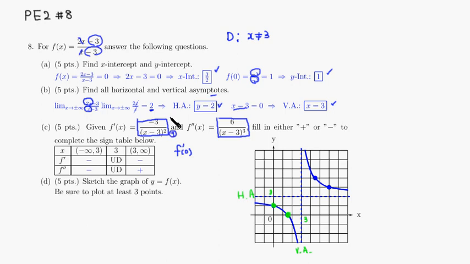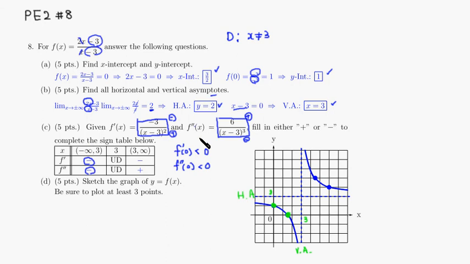Right, the top is negative 3, so it's negative. If you plug x equals 0 into the first derivative, it's actually negative, so that's why we have a negative sign there. And if you look at the second derivative at 0, the 6 on top is definitely positive, and the bottom is negative 3 cubed, so that's negative. So this is going to be negative, and that's why you have a negative sign there.